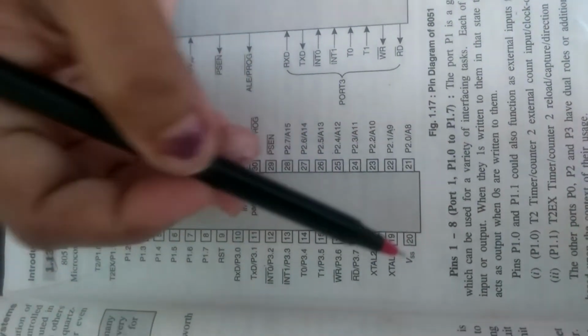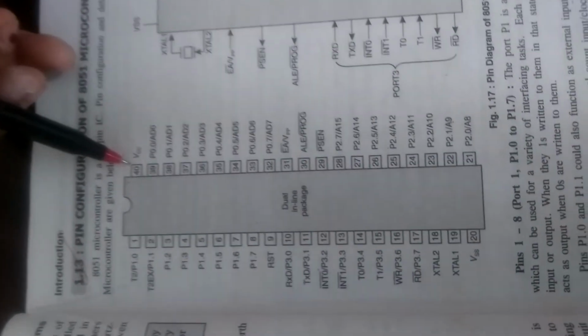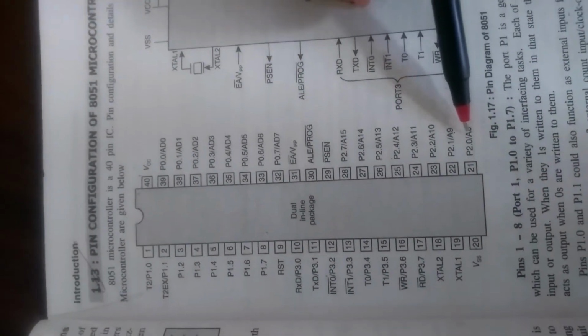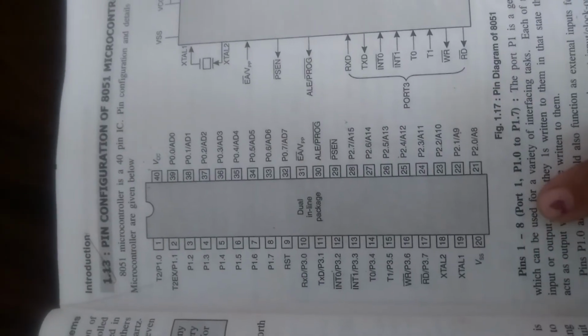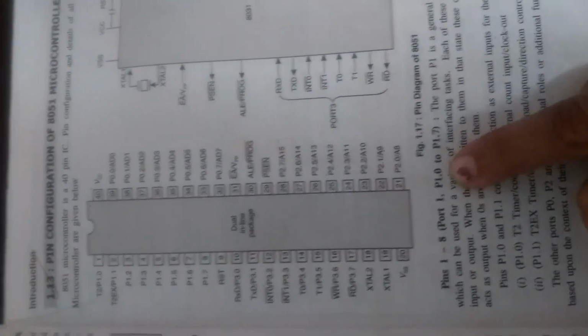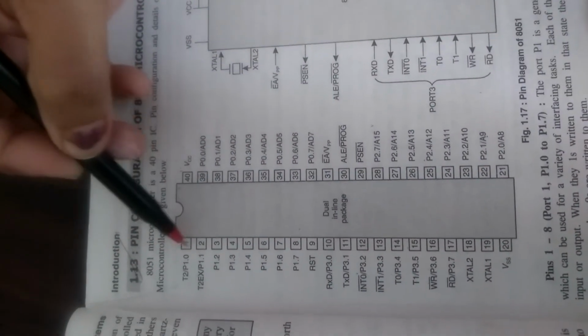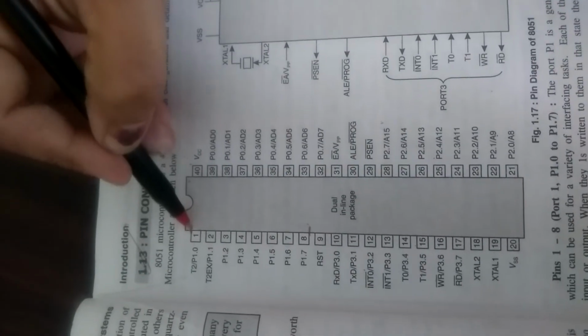VSS is the supply voltage from where the supply comes, and VCC is the voltage which comes at pin point 40. Now next is the 21 to 28. How many points are these? 1, 2, 3 ports, 15 address. There are pins 1 to 8 ports which are given at P1.0 to P1.7. These are the 8 ports.